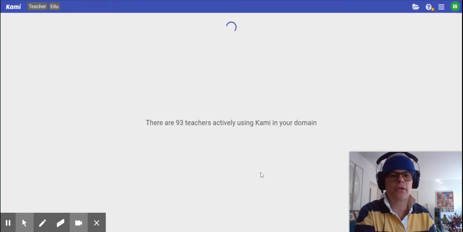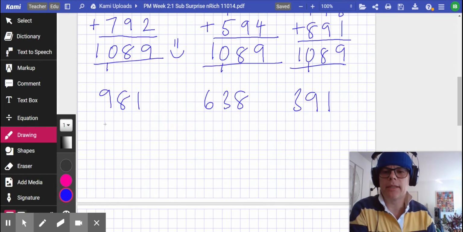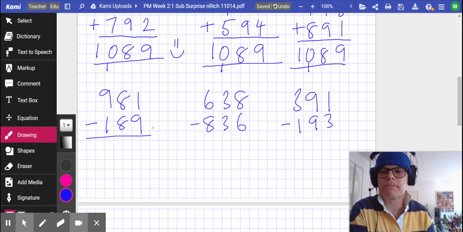So if you think you've had a good go at these, let's have a look at what we come out with. We're going to reverse this one, so 189 and subtract. We'll reverse this one. Should we do them all at the same time like this? 836 and subtract. Reverse this one, 193 and subtract. Let's have a look what happens.